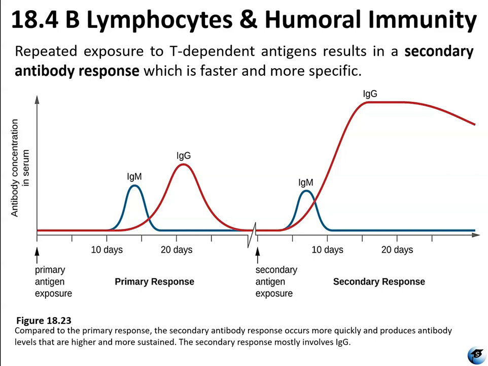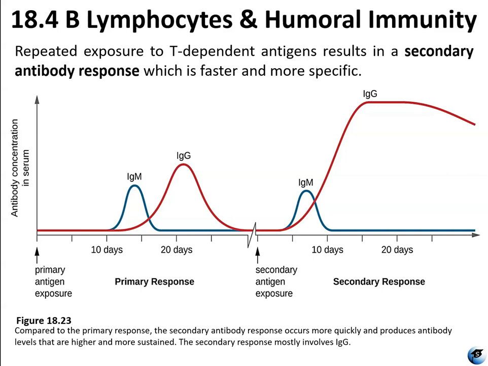Now that's important because that has to do with the secondary immune response. The secondary immune responses are not just faster than the original. So this is just like what we saw before with the T cells. Secondary immune responses are much stronger. They're faster. They result in antibodies that bind to an antigen much better.